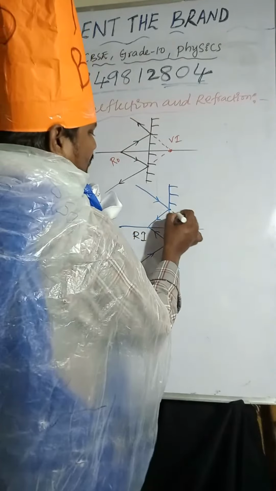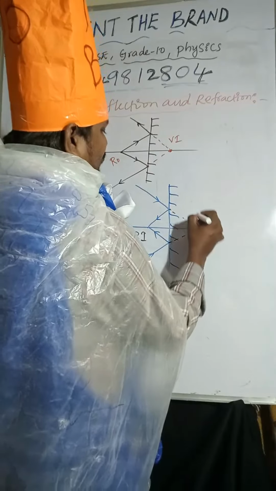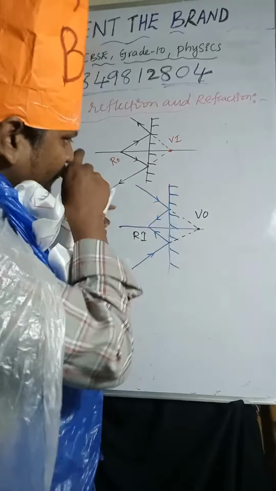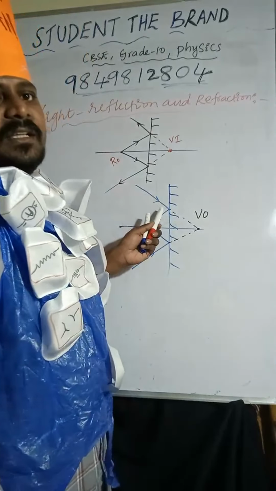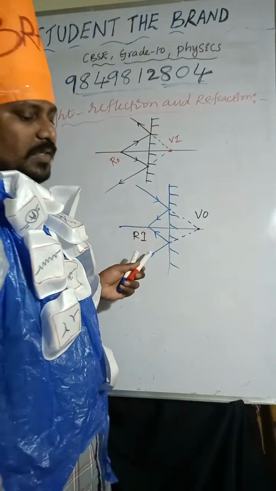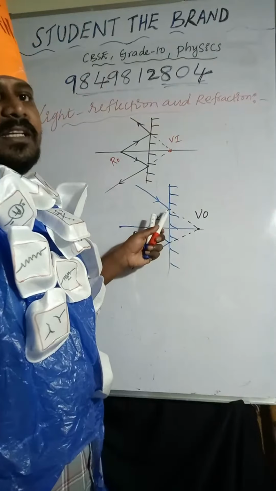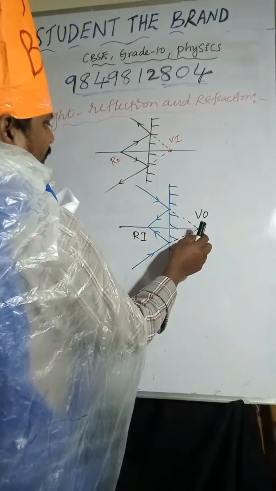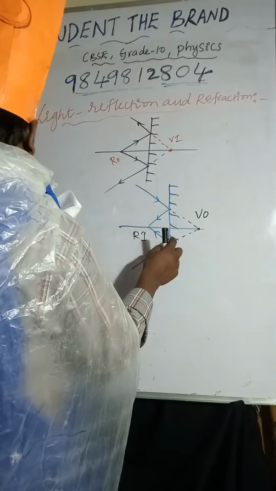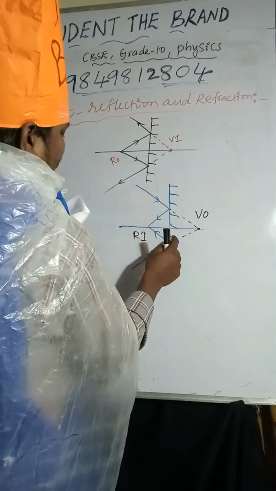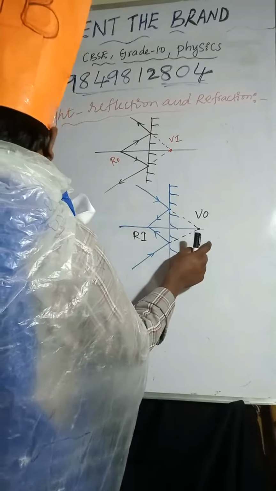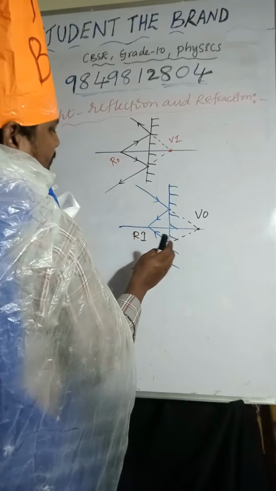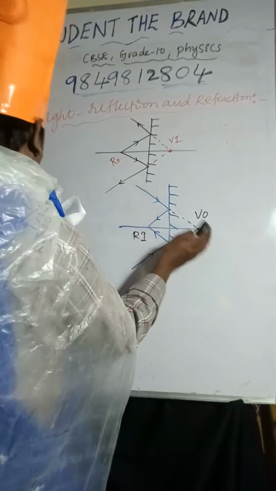So if you are extending these light rays, the virtual object. The point of intersection of reflected light rays is called real image. The point of intersection of extended incident light rays is called virtual object. So here you can observe the point of intersection of extended incident light rays is called virtual object.